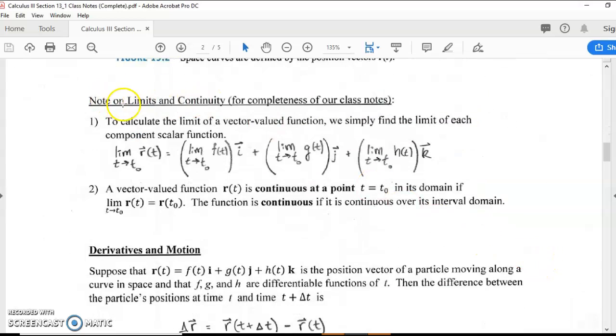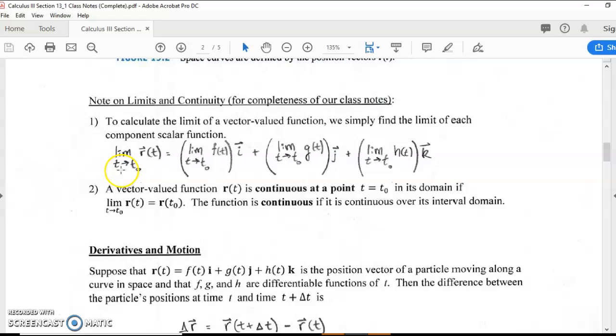A little bit of note here on limits and continuity, mostly just for completeness of our class notes, as I'm not going to hammer us hard on limits in this class. But I do want you to know that if I take the limit of a vector valued function r of t, remember r of t is just a vector that points from the origin out to the space curve that we are talking about, with its terminal point on that space curve, and it's parameterized by the parameter t. We usually use t because t is time.